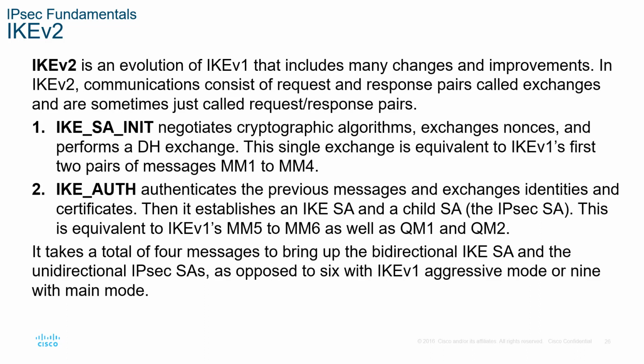Basically, if we're using MM1, or if we're using main mode, then we're using IKE v1. And again, all of that is going to be dependent on your end devices. It takes a total of 4 messages to bring up a bidirectional IKE SA and the unidirectional IPsec SAs, as opposed to 6 messages exchanged with IKE v1. So again, it really just depends on how you're trying to build your tunnel and the level of security that you want there, as well as the hardware in between. The hardware actually being the endpoints.